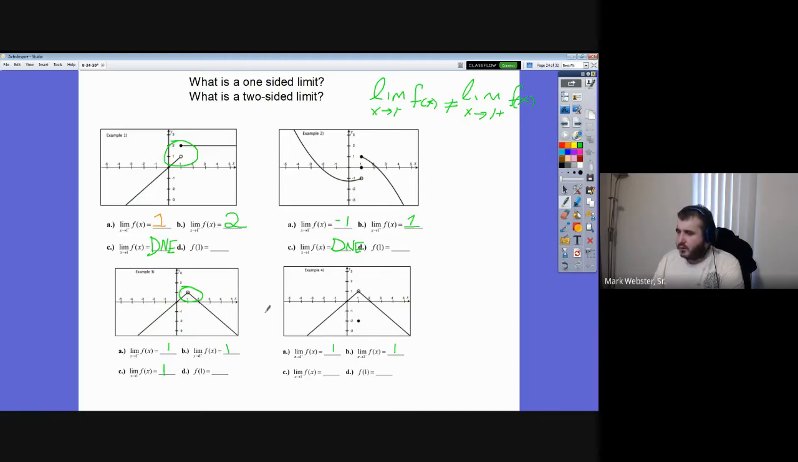Now, 3 and 4 look very, very similar to each other. The only difference here is this spot down here. This spot has nothing to do with our limit. We go through and we do our limit and we find that, hey, they both come to here. This point down here, garbage, we don't care. It has nothing to do with the limit. The left-handed limit goes to 1. The right-handed limit goes to 1. The two-handed limit is 1.